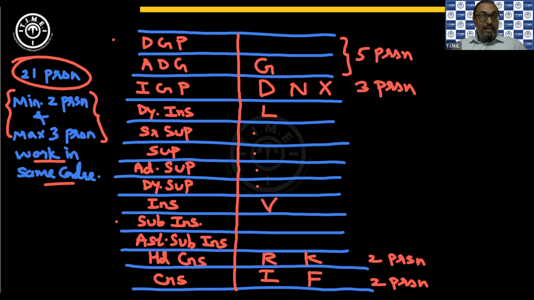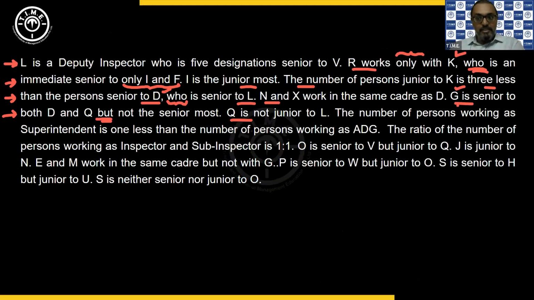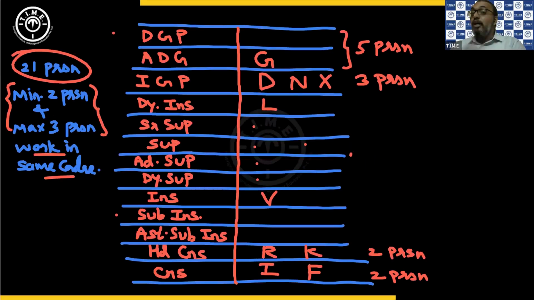Praful, you say, is it with L? Is it the small L? Yeah, that is correct. Yes, you have to put it with L because it is very clear in the condition that G is senior to both D and Q. In the earlier line, G is senior to both D and Q. I cannot put G and Q in the same cadre. Very clear. But now I cannot give Q junior to L also.